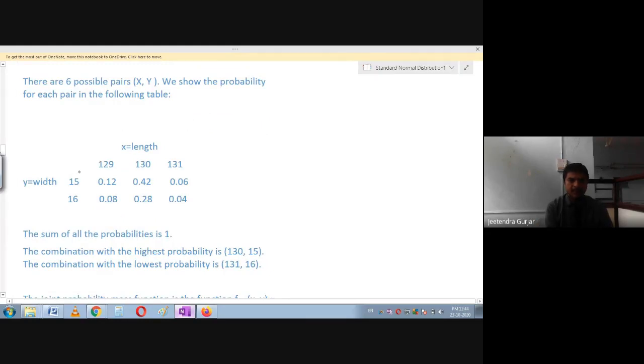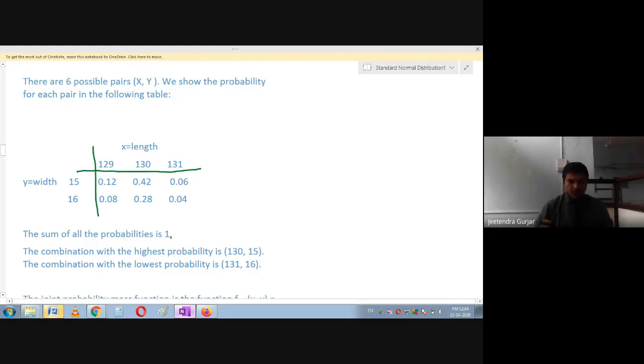Once again, I will repeat. This is a matrix where the length and width of the CD are given, students, in millimeters. So you can see in the first case the length of this CD is 129, 130, 131. Similarly, what is the width? They have taken two widths, 15 and 16. So these are the possibilities. You can see the sum of all the probabilities is 1. Please remember, if you add all the probabilities, it is equal to 1.